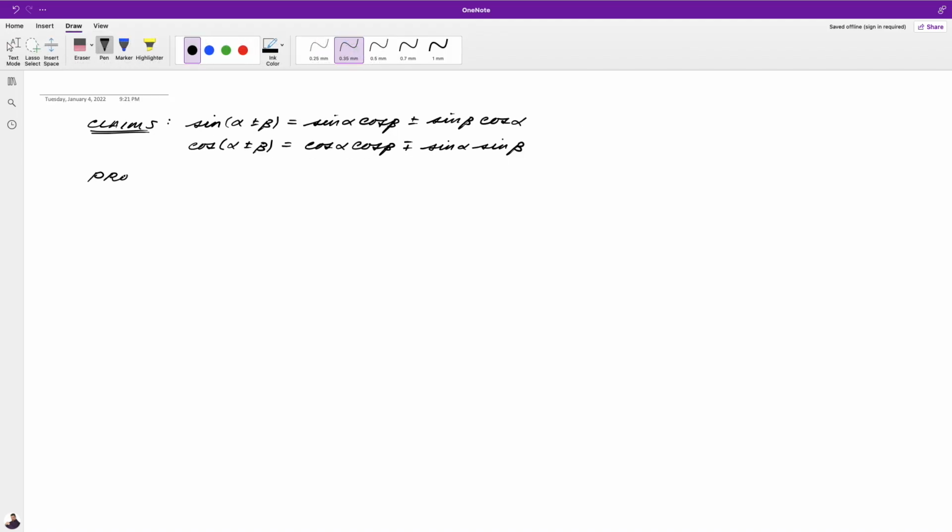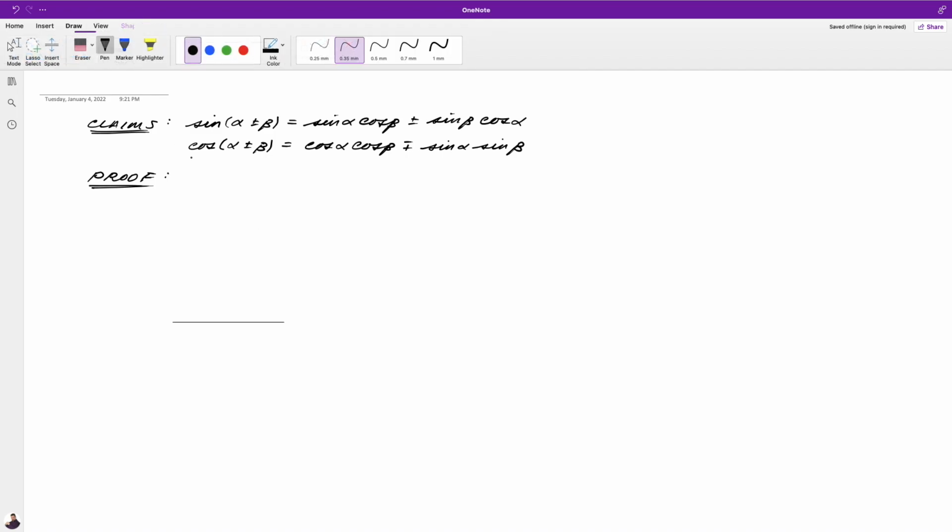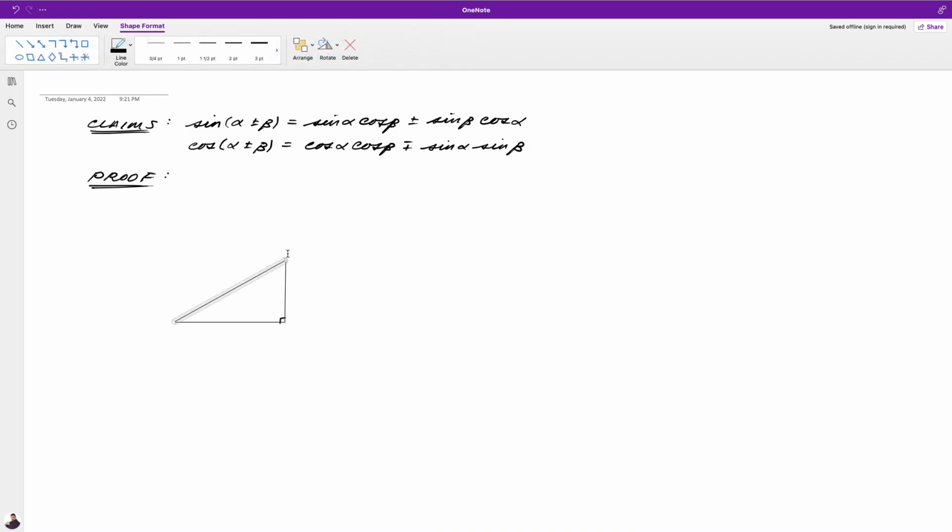Now, I was thinking about how to do this. I think we're going to use a geometric argument, set up a nice diagram, and then use the segment addition postulate. I know it sounds really simple, but I think that's going to do the trick here. So let's establish here a right triangle. Okay, there's your right angle there. And there is your first right triangle.